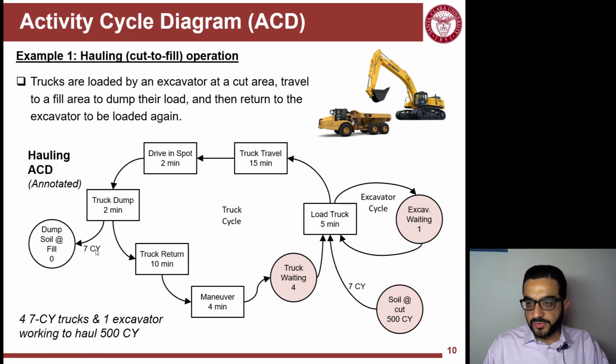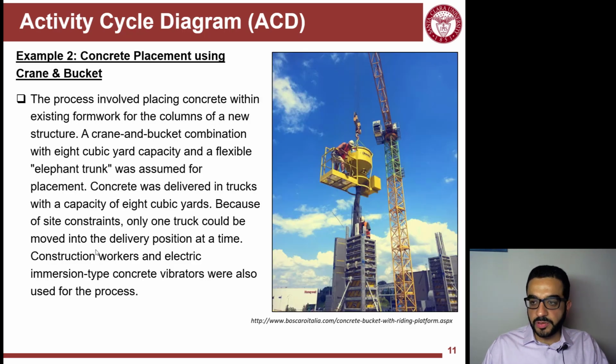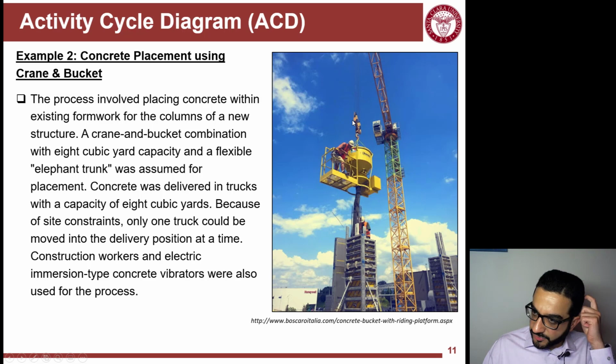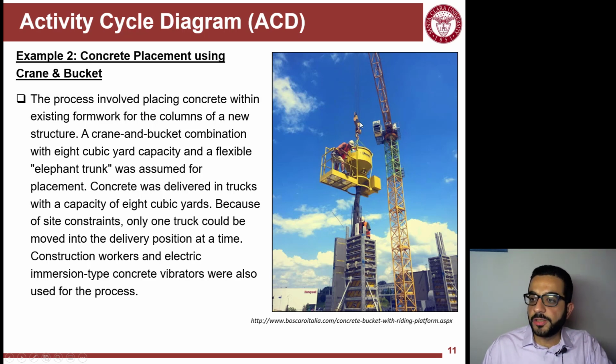So that's a very quick example of implementing and using an activity cycle diagram. Now let's see a more advanced example with more interesting cycles and dynamics. This is a concrete placement operation using a crane and bucket. Tower cranes and buckets are working together here. The bucket is always attached to the crane.